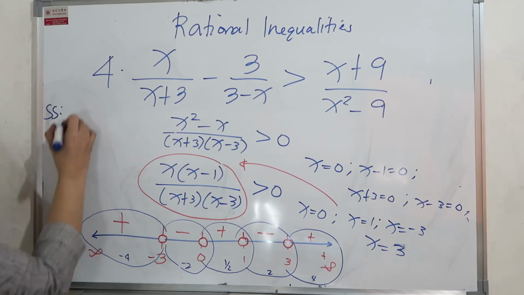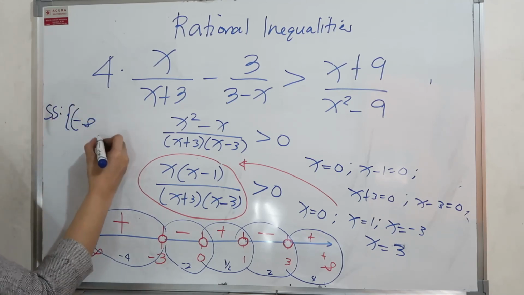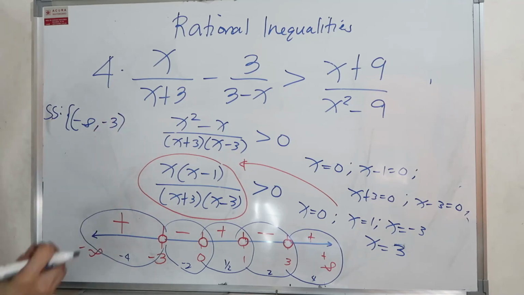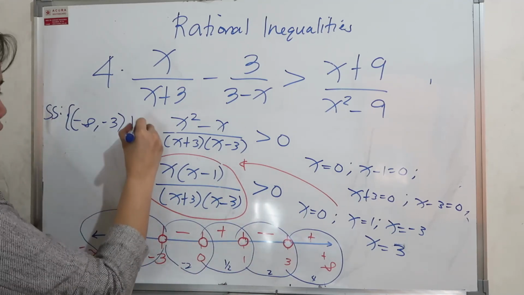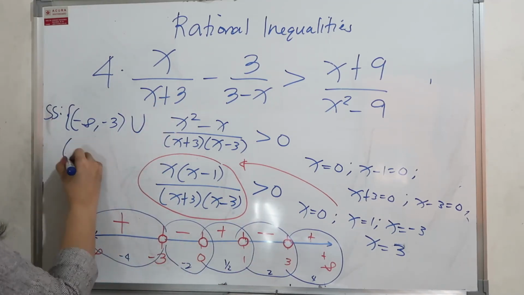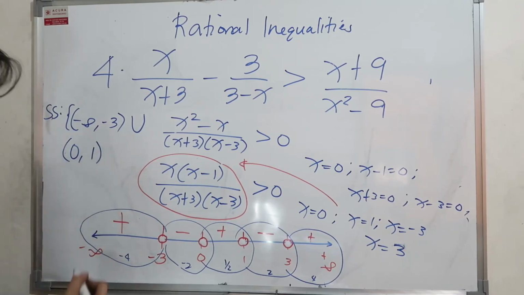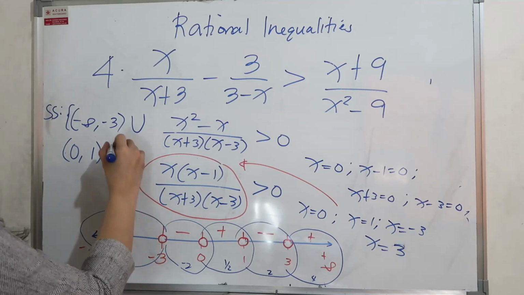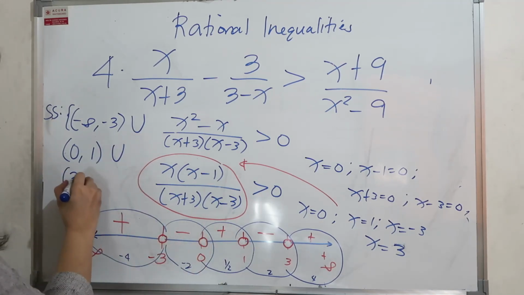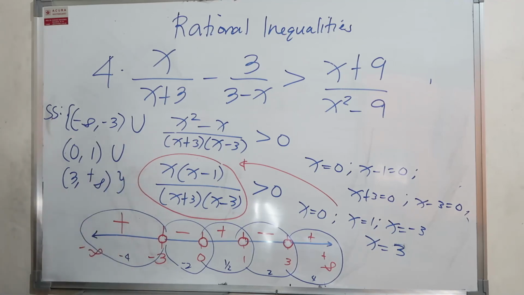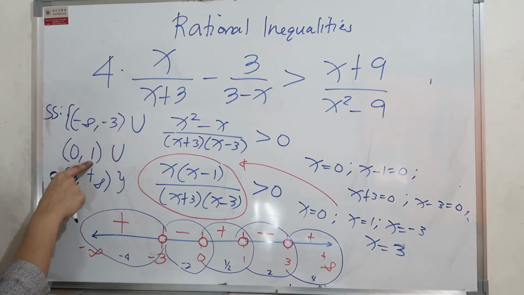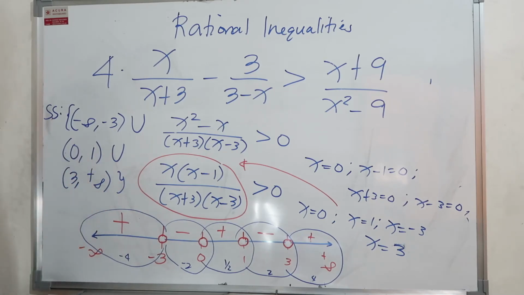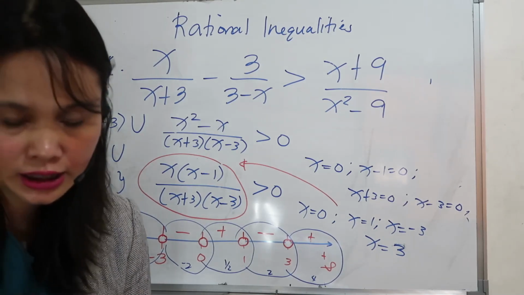Your solution set will be negative infinity to negative 3, with a parenthesis, because 3 is not included; the given is only greater than, walang equality symbol. Union, parenthesis, 0 to 1, parenthesis, and then union, 3 to positive infinity. So the solution set of the number 4 rational inequality is negative infinity to negative 3, union with 0 to 1, union with 3 to positive infinity. Okay? So that is rational inequalities.